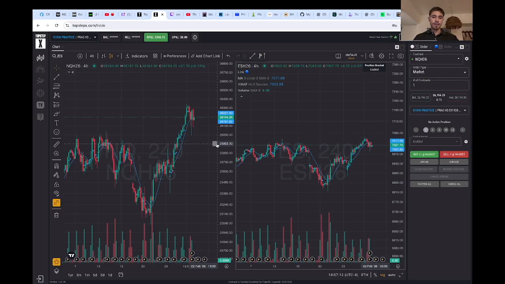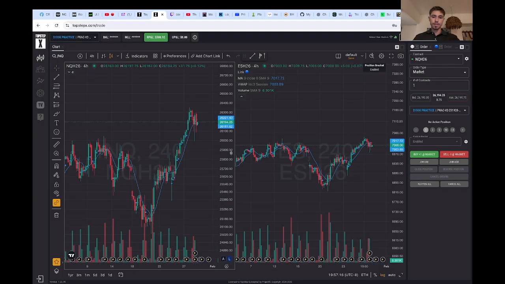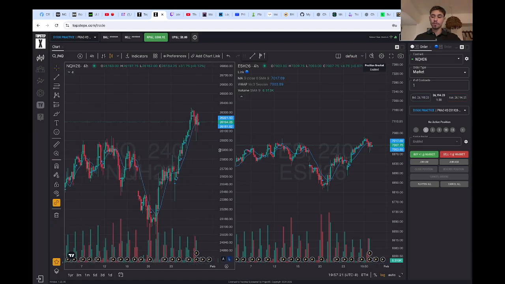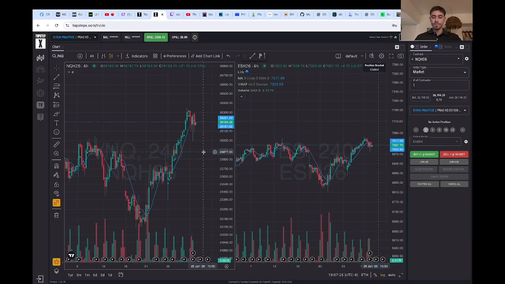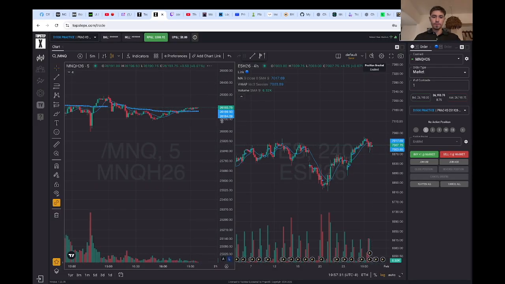And how do you get in and out of a trade? This is just for example purposes. I didn't plan a trade out here or nothing, but to show you guys how I would get in and out of a trade. Basically, if I want to get in the NASDAQ, let's do MNQ just to keep things simple. And let's go to a smaller time frame, or let's just keep it on the 5.